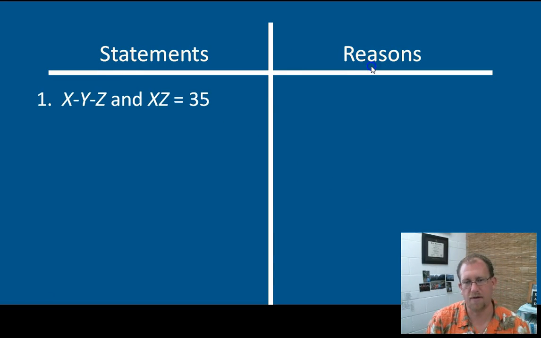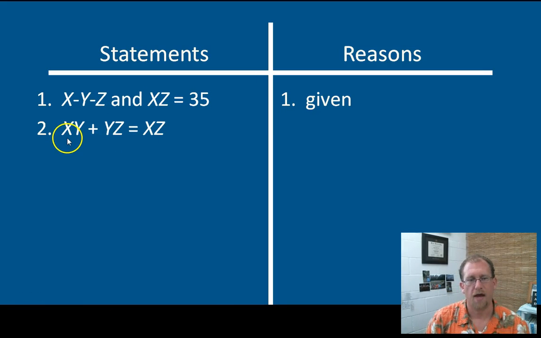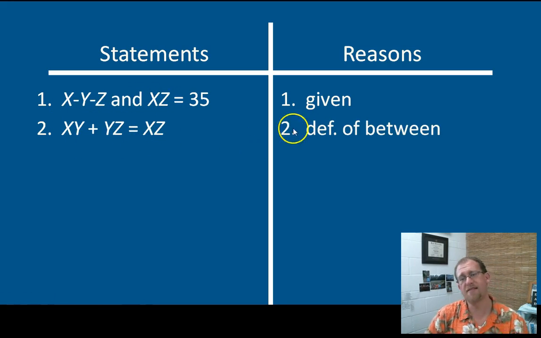Okay, so here's my statement. And my first reason is that it's given. X, Y, Z is collinear. XZ equals 35. I was given that. Okay. Now, XY plus YZ equals XZ. I am just identifying here that one part of this segment plus the other part of the segment is the whole segment. And that is the definition of betweenness. The definition of betweenness: if Y is between X and Z, then this is true.